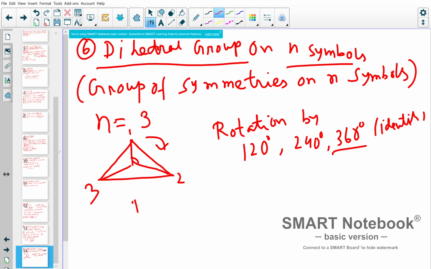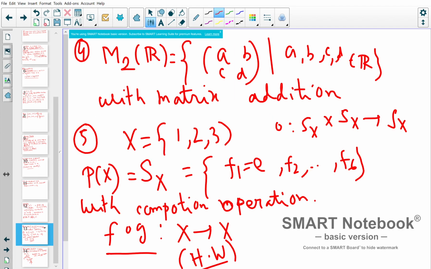And then you have reflection also. You can reflect on the straight lines passing through the midpoint from here to the top vertex, and you see that here 1 will stay as 1, and 2 and 3 will be interchanged, right? Clear? Now if you check this group on 3 elements, it is exactly S3.